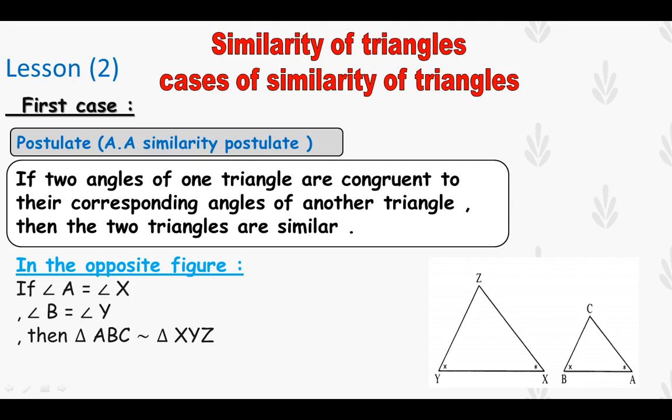Here you need to prove that only two angles are equal to each other. So if measure of angle A equals measure of angle X, measure of angle B equals measure of angle Y, then we say that triangle ABC is similar to triangle XYZ. Okay?